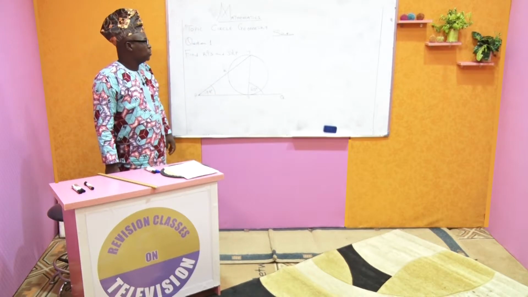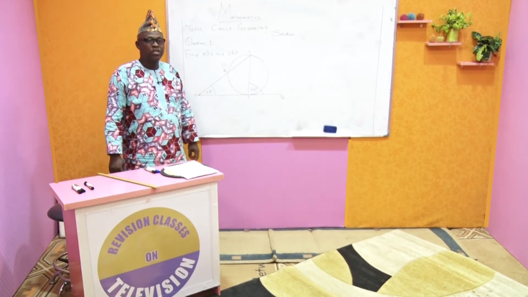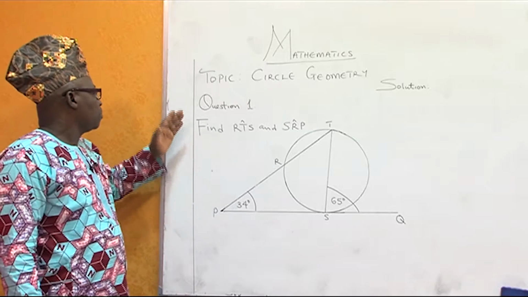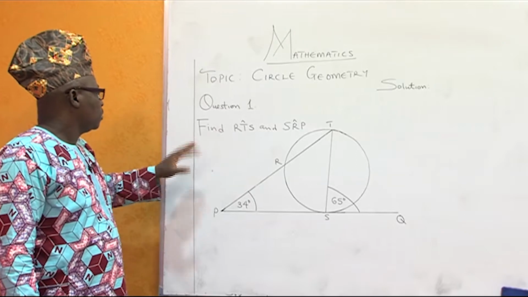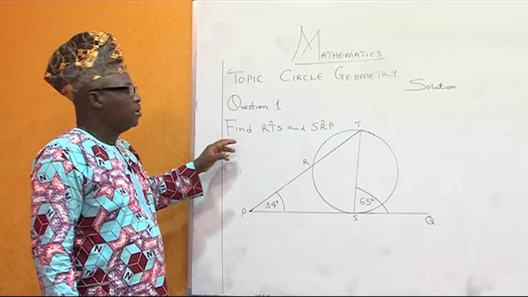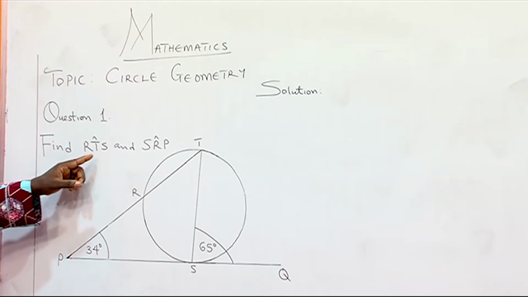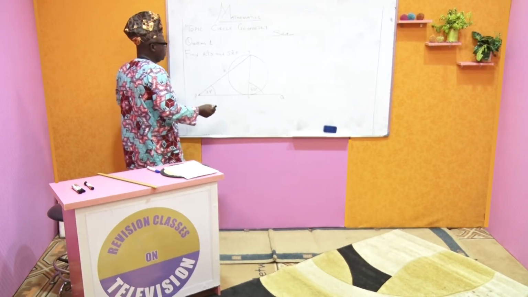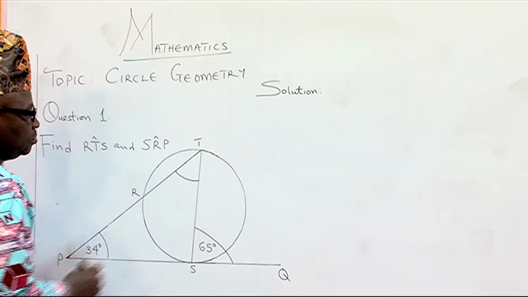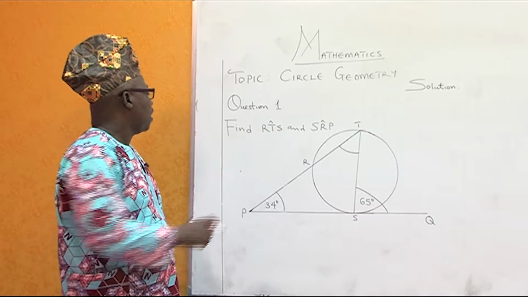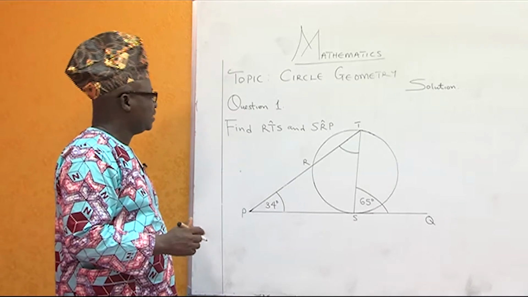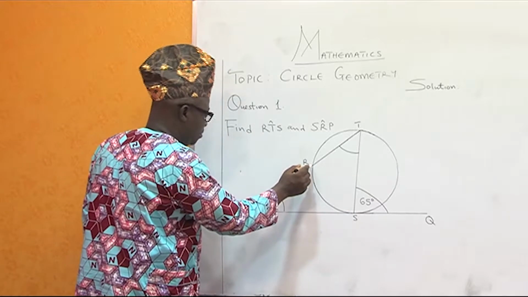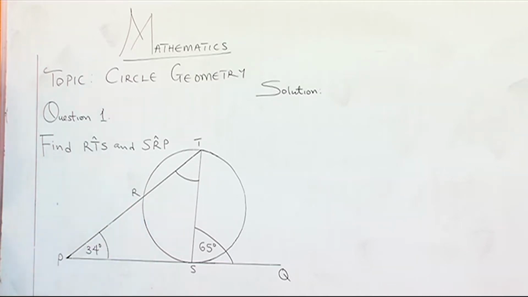Circle geometry questions involving the application of the theorems. Now, we have questions on the board. For this particular question, number 1, we are required to find the angle RTS and SRP. Angle RTS, this is RTS. So let me mark it. This is the angle they asked us to find for RTS. The second one is SRP. That means there's supposed to be an angle here.